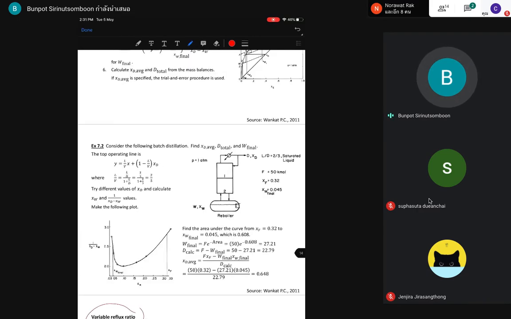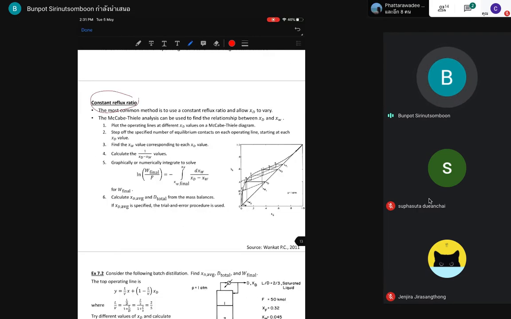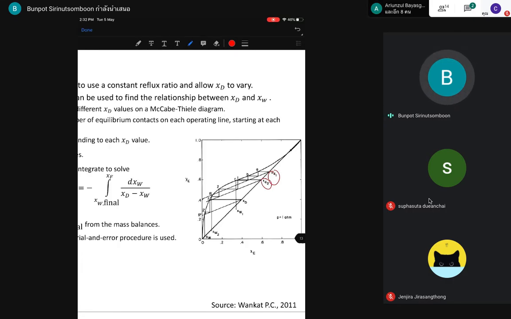The first mode is constant reflux ratio. In this one, you have multiple operating lines, but each operating line has the same slope, because the slope is the reflux ratio. Each line has the same slope. The difference is xd, which is going to be different, like the intersection between the operating line and the equilibrium line.